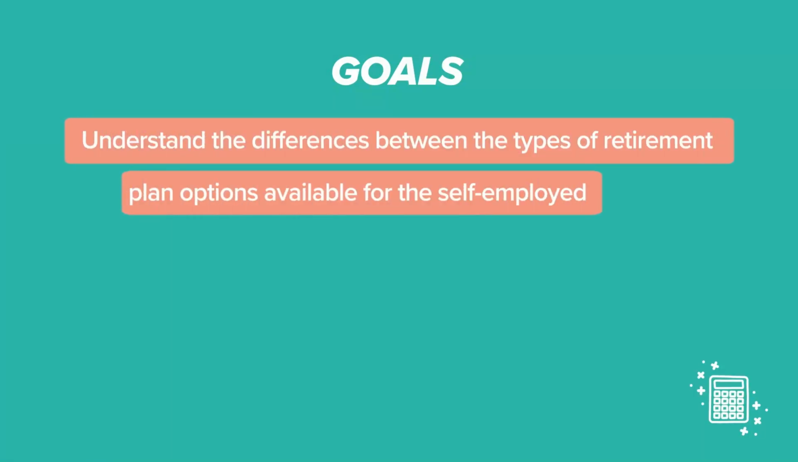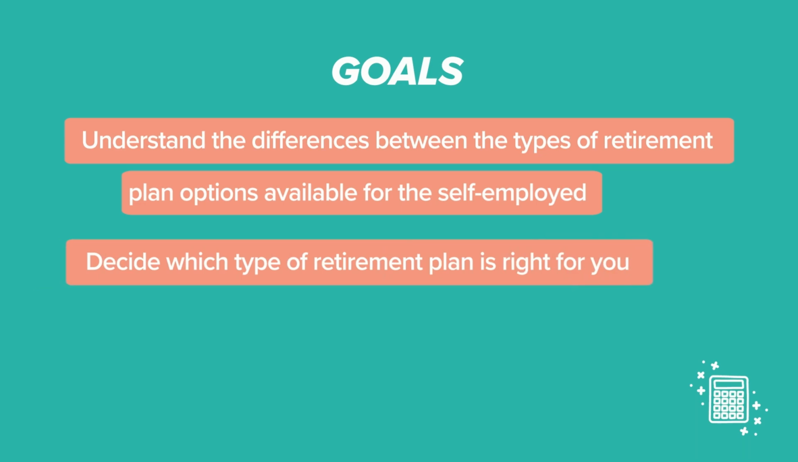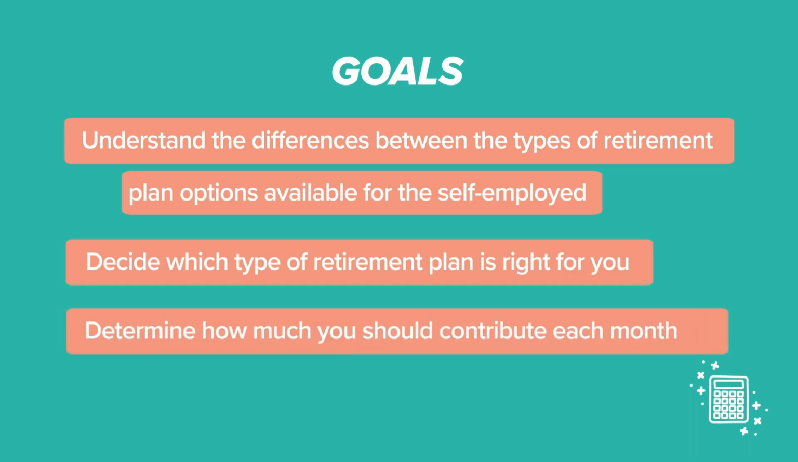Welcome to Lesson 6. Today's lesson is all about planning for your future retirement. Our 3 goals for this lesson are: understand the differences between the retirement plan options available for the self-employed, decide which type of retirement plan is right for you, and determine how much you should contribute each month. Let's get started by looking at the options available to you.